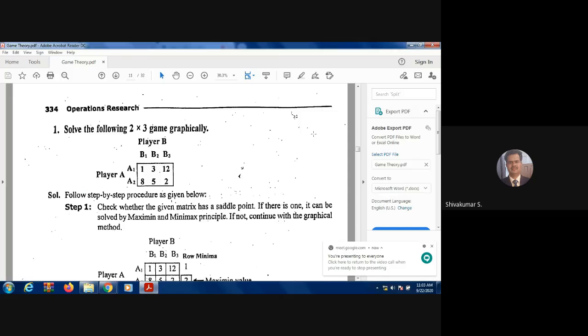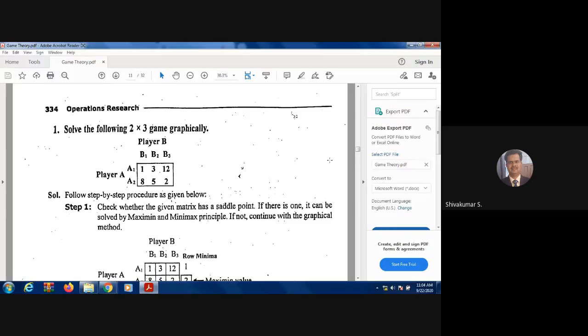Yes, it's a problem I've taken directly from the textbook. We'll solve it now. Solve the following 2 into 3 game graphically. It's directly given graphically. You don't have to check anything, but you still can. Player A has A1, A2, player B has B1, B2, B3, with payoffs 1, 3, 12, 8, 5, 2. Write down the problem now.